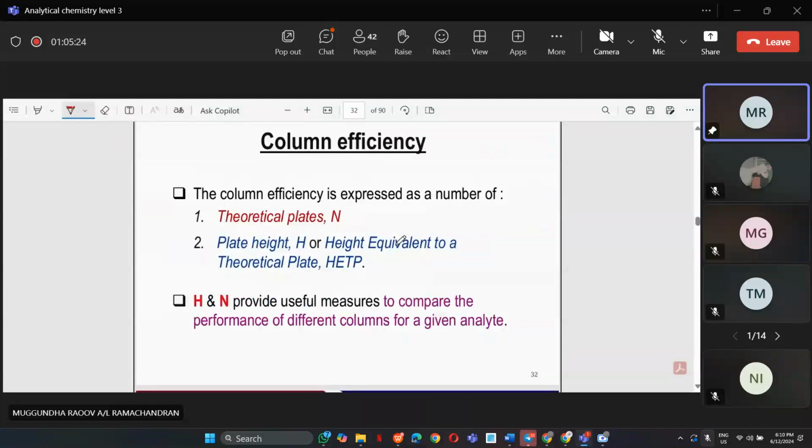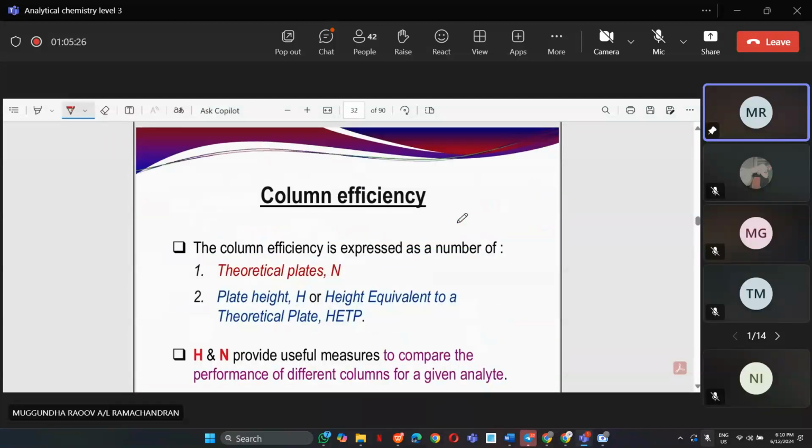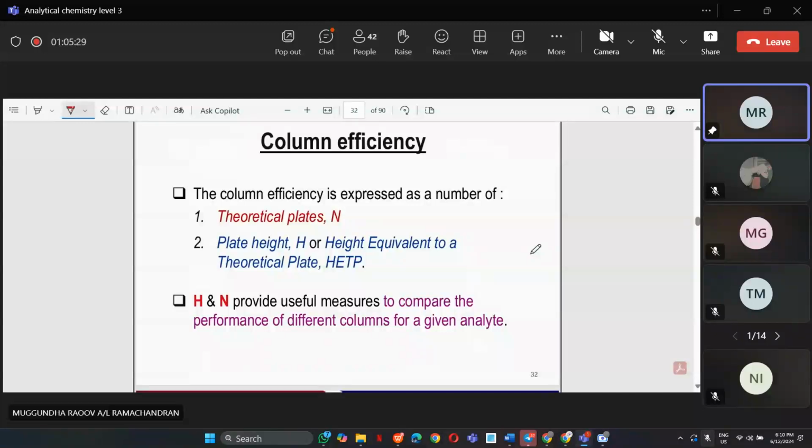So let me explain about the column efficiency. Class, when we are talking about columns for HPLC and GC, there are so many columns, and the column depends on what type of analyte you are going to separate. If your analyte is polar, then your column should be polar. If your analyte is non-polar, then your column should be non-polar. So it depends on what type of analyte you are using the column for.